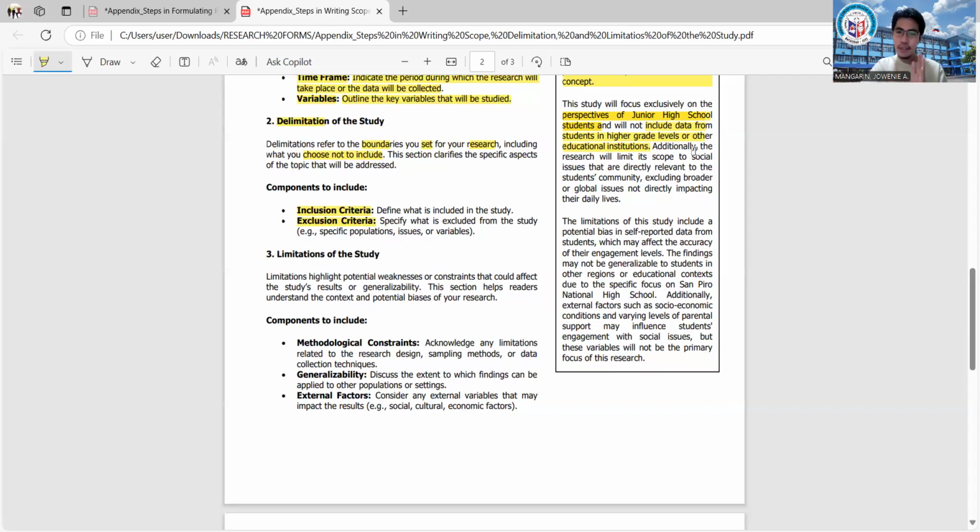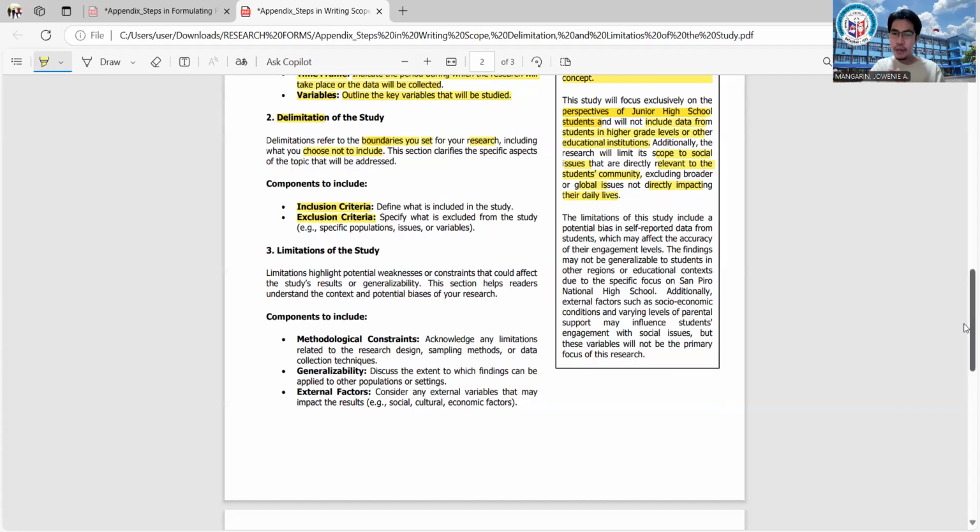Then additionally, the research will limit its scope to the social issues only. So, ang focus ay social issues lamang that are directly relevant to the students' community, excluding broader or global issues not directly impacting their daily lives. So, in this example, napakalinaw kung ano lamang yung coverage at ano yung hindi coverage ng kanilang pag-aaral. So, the boundaries are clearly stated in this paragraph of their delimitation.